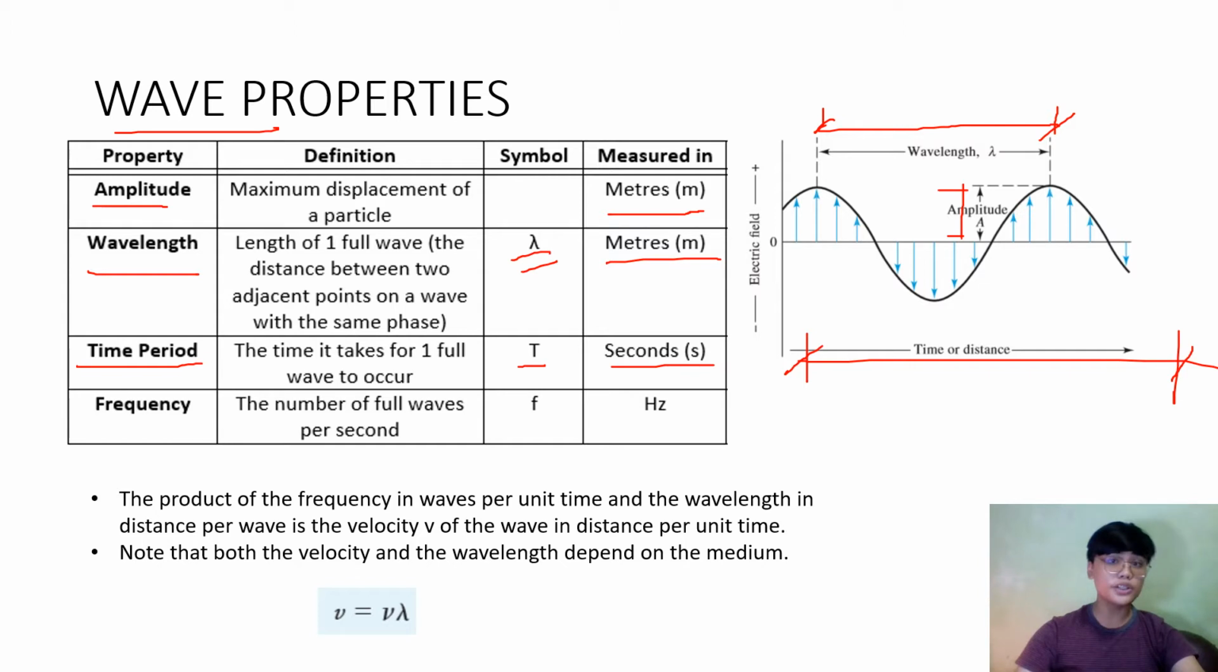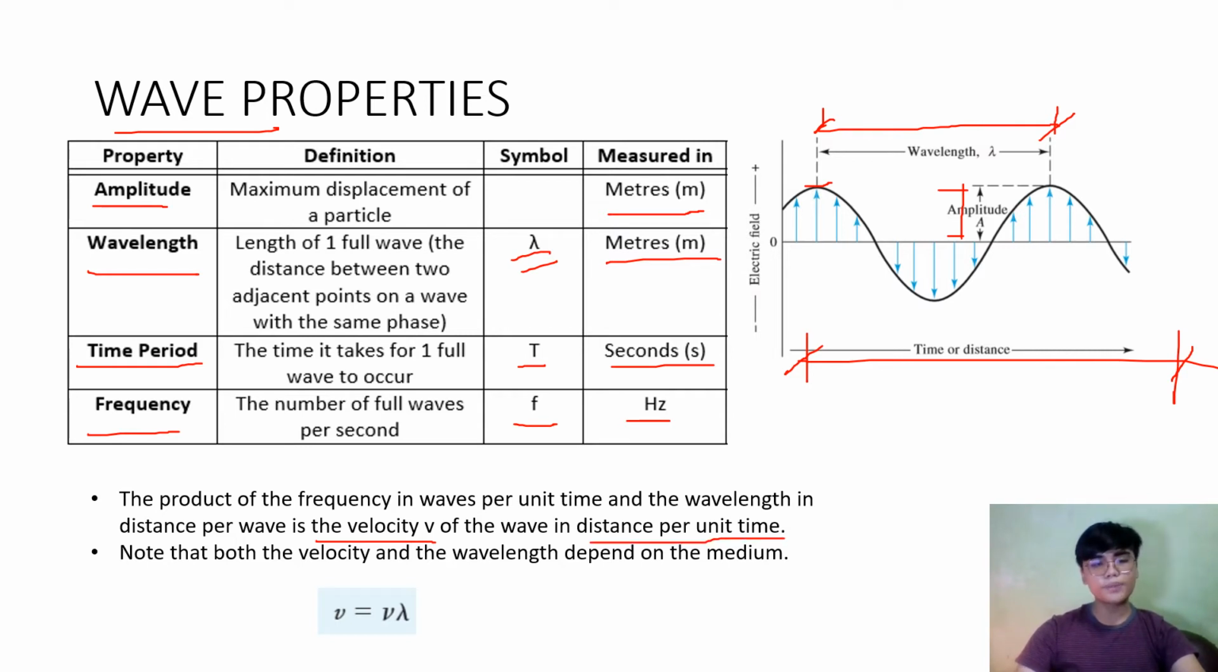The period of an electromagnetic wave is the time in seconds for successive maxima or minima to pass a point in space. Lastly would be the frequency. Frequency is the number of full waves per second. It has the symbol, small letter f, measured in hertz. The frequency of an electromagnetic wave is the number of oscillations that occur in 1 second. The product of the frequency in waves per unit time and the wavelength in distance per wave is the velocity of the wave in distance per unit time.